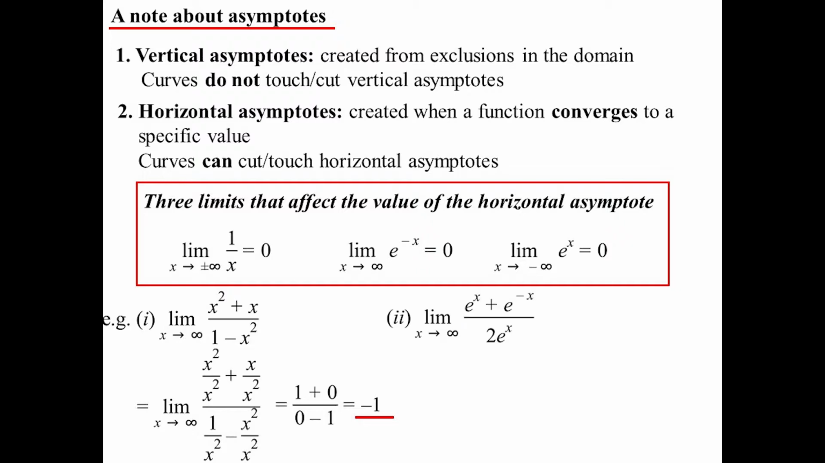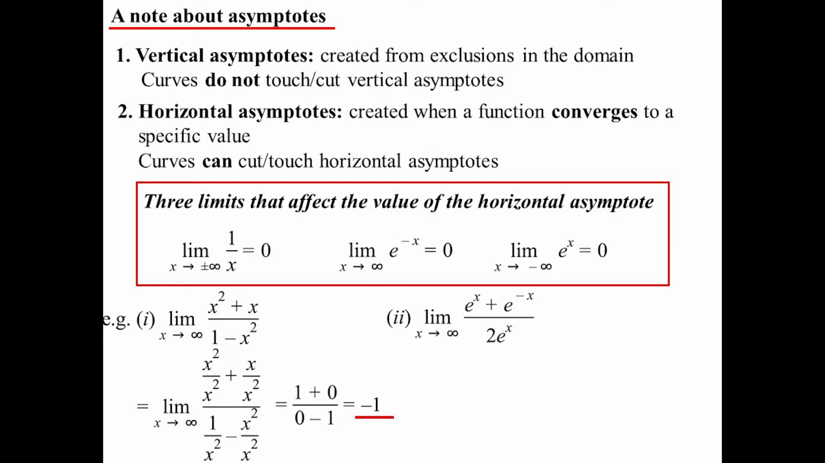If you've got something like e to the power of x plus e to the power of minus x over 2e to the x, what's happening to that out at infinity? I'm going to do a division or a multiplication, depending on how you look at it, so I can get it in terms of either e to the minus something or e to the positive something, because that's the thing I know approaches 0.